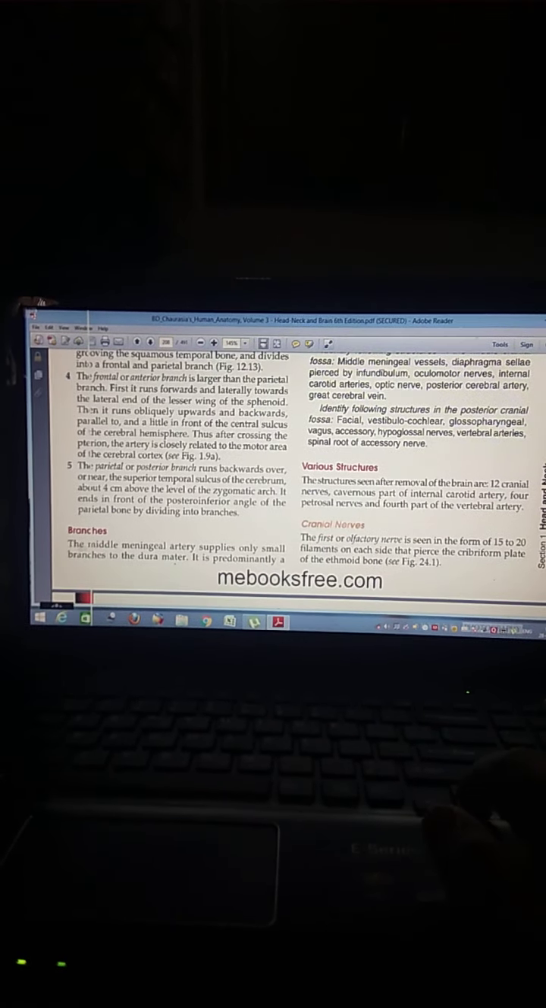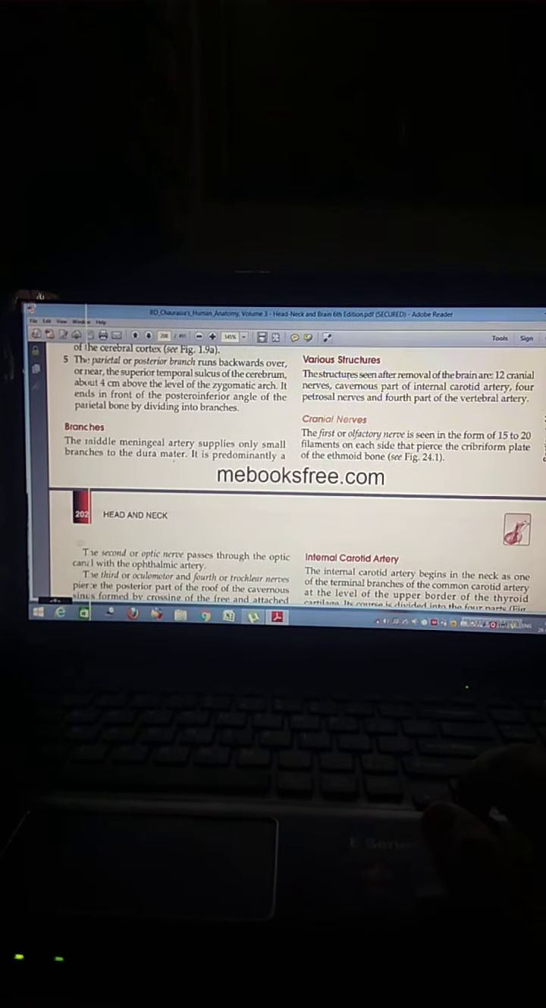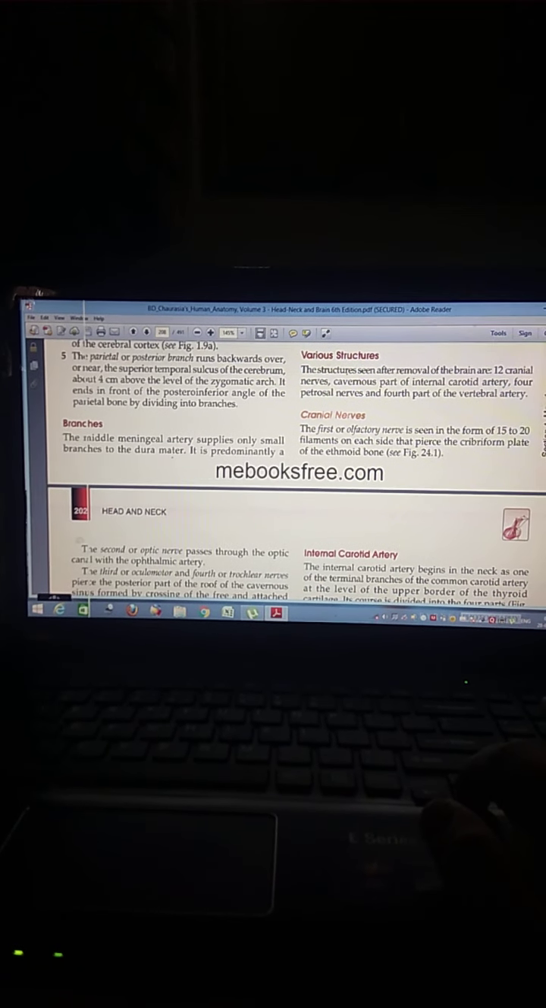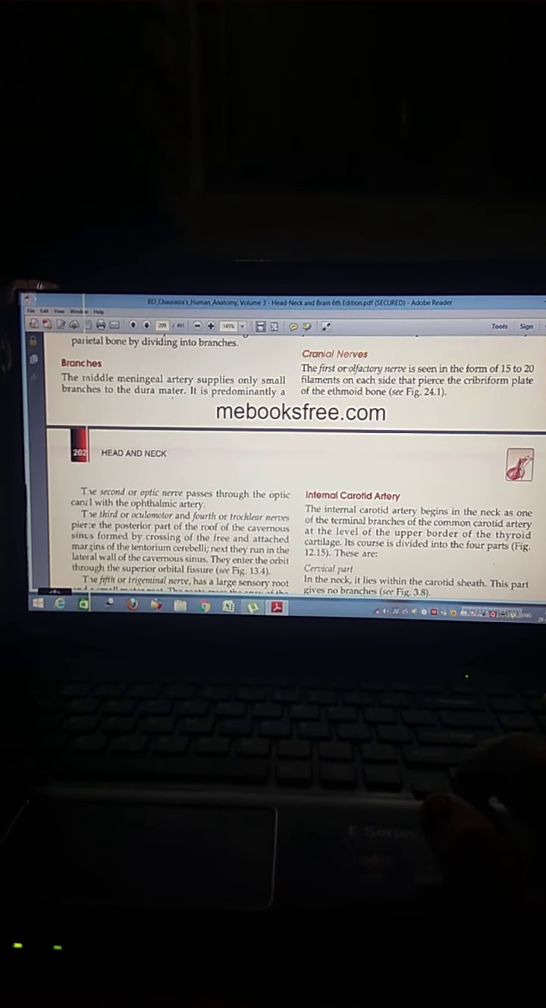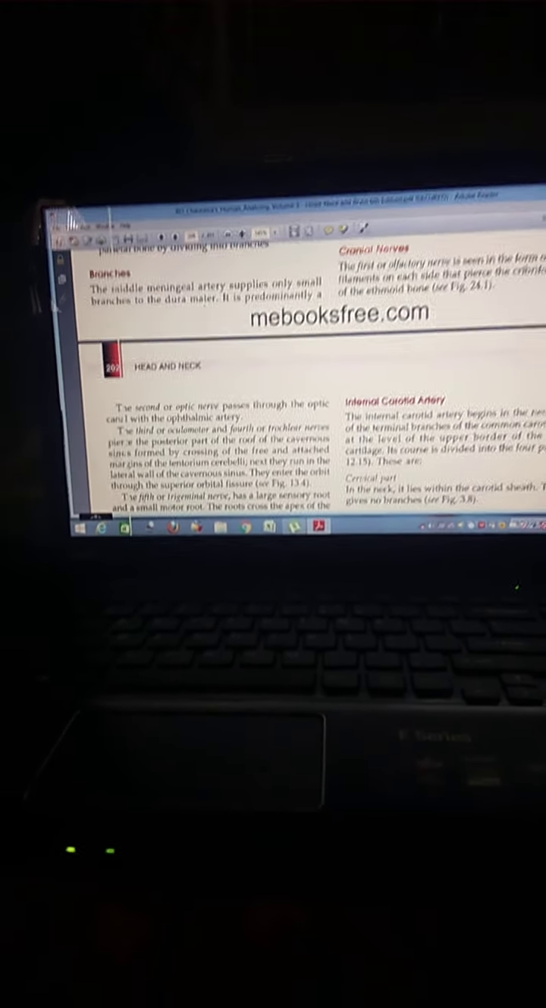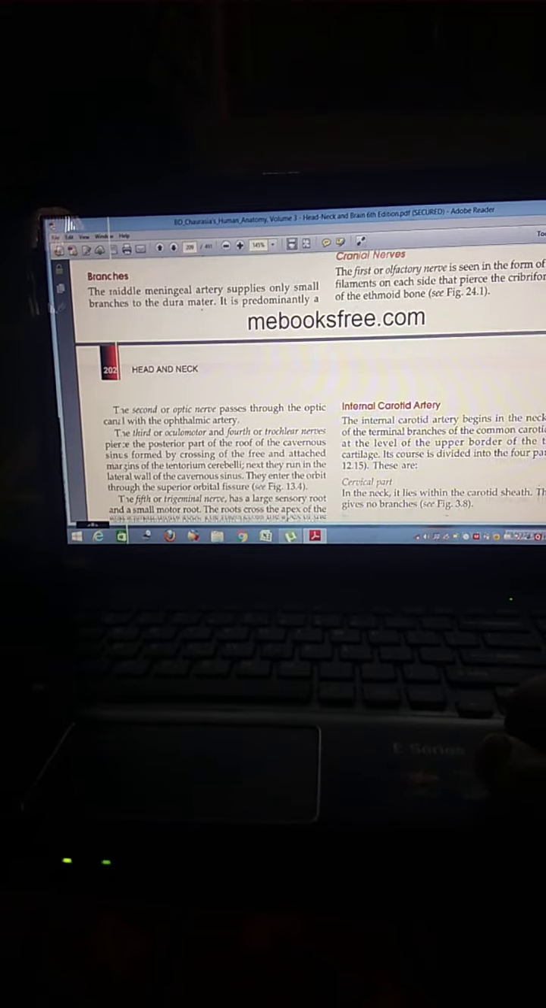Other structures in the cranial fossa after removal of brain. The various structures seen after removal of the brain: 12 cranial nerves, cavernous part of the internal carotid artery, 4 petrosal nerves, and 4 parts of the vertebral artery. Now, cranial nerves. The first, the olfactory nerve, is seen in front as 15 to 20 filaments on each side piercing the cribriform plate of the ethmoid bone.